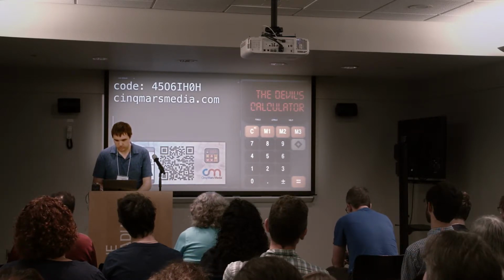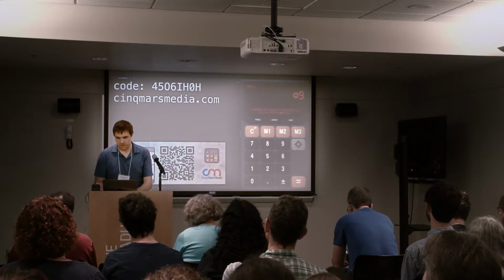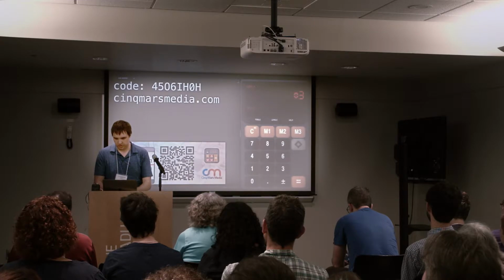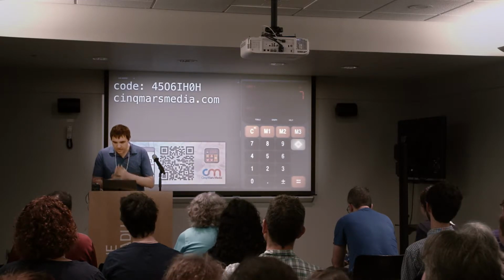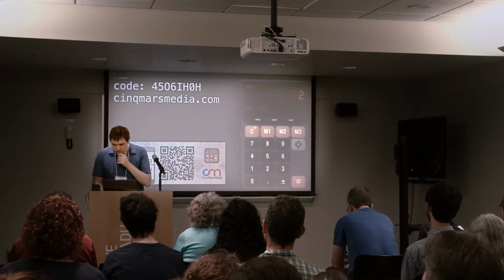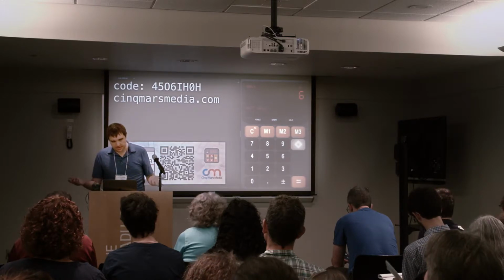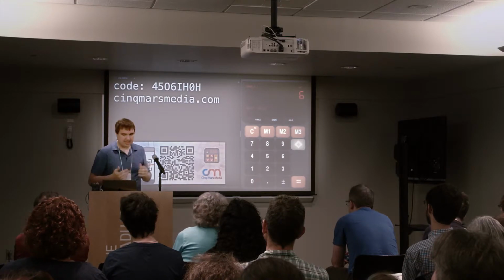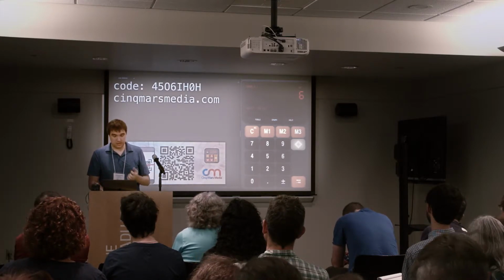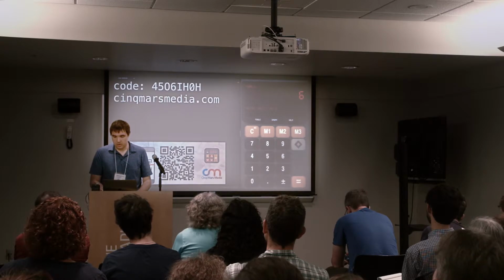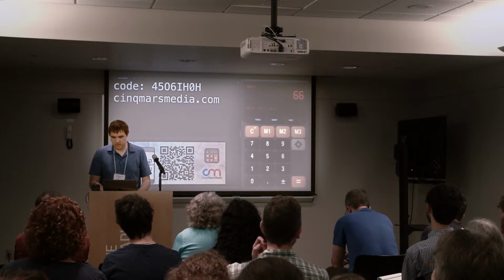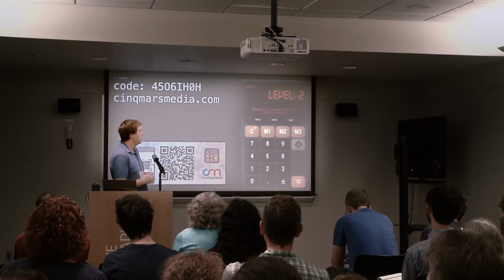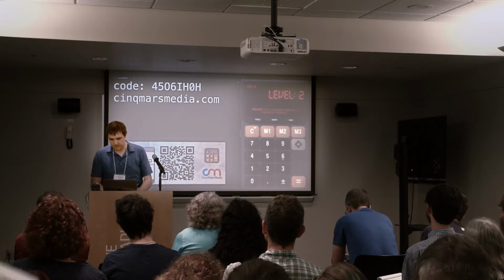So, 9 diamond is 13. Okay, 3 diamond is 7. 2 diamond, 6. So pretty obvious here. The unary function is adding 4 each time. So to calculate 666, we would subtract 4 from 666, giving us 662. Second level, let's keep trying.